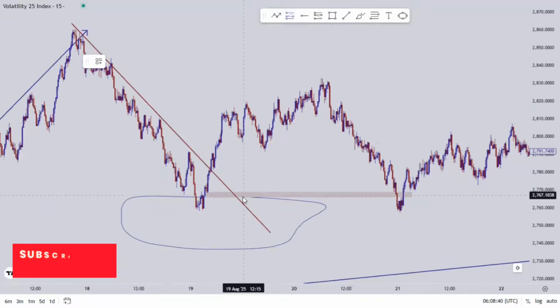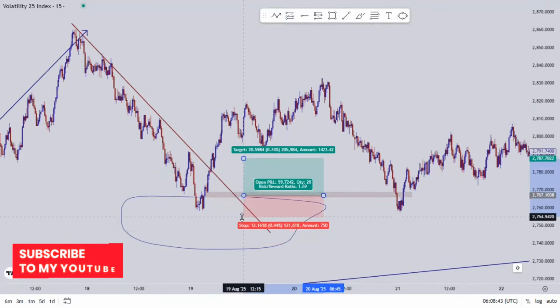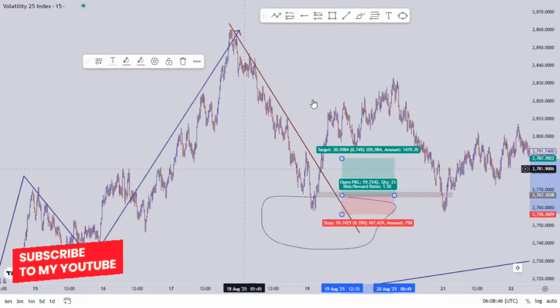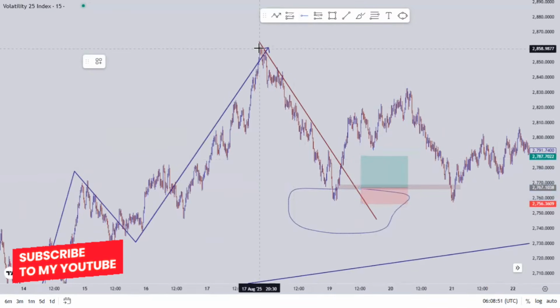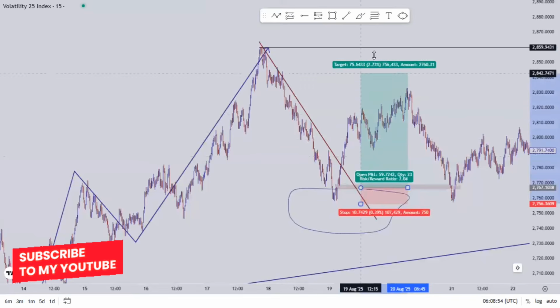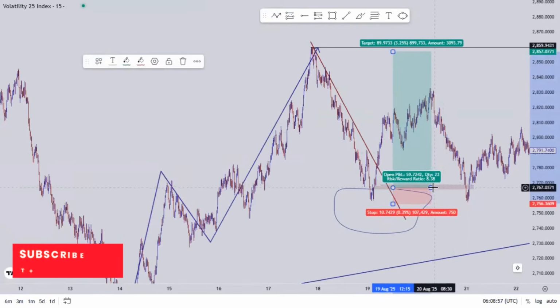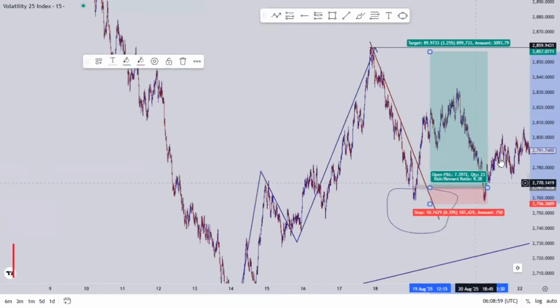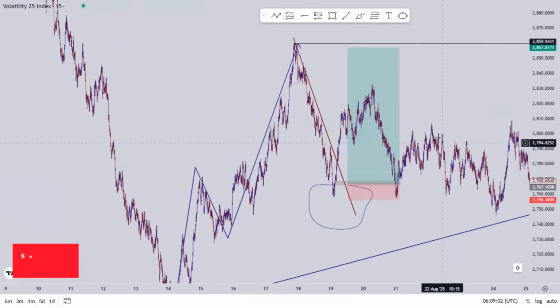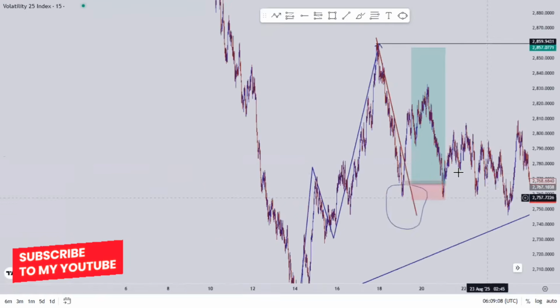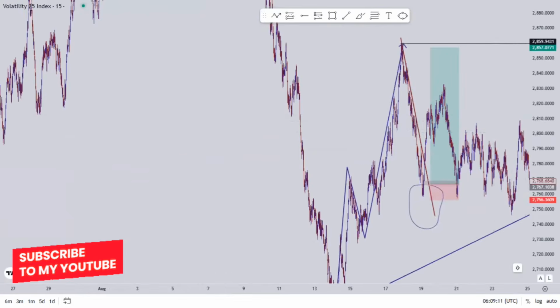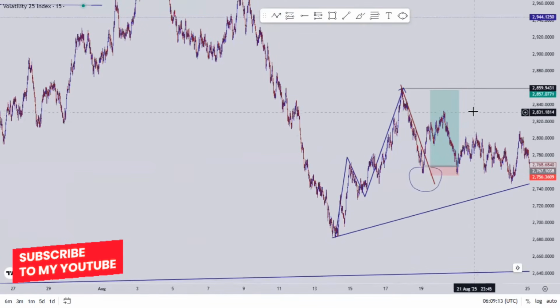I went in long, then set my stop loss far below this particular level here. I was targeting this all-time high here. The market came back, tagged me in, and was moving in my direction. I was running up to like $300. I failed to close, and the market returned back, smashed my stop, and I took a loss on that particular setup. That notwithstanding, I was so sure of my direction.